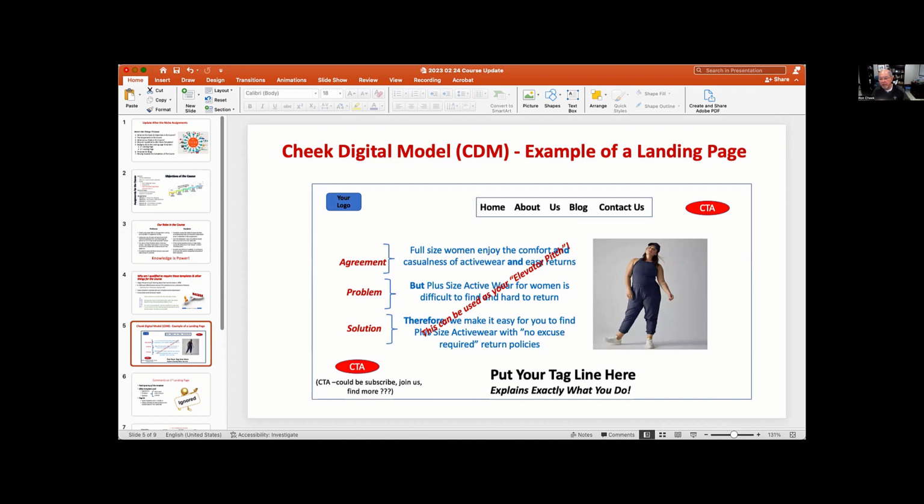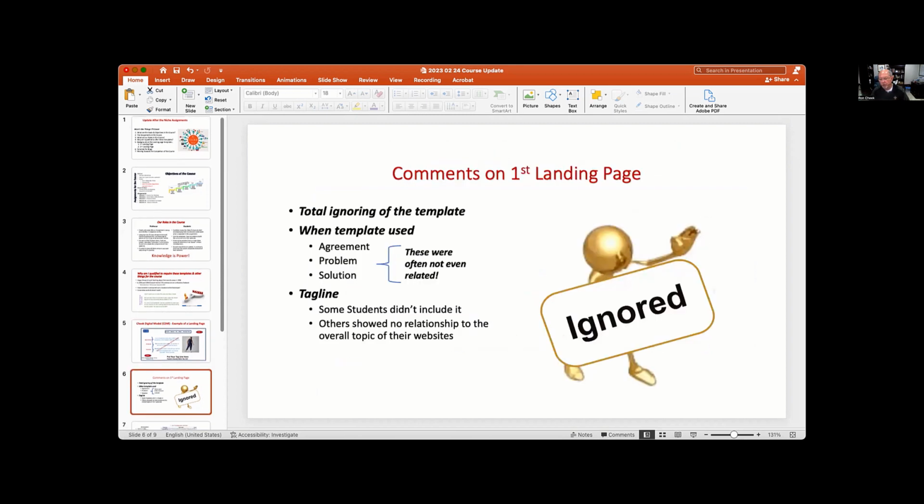Your call to action, I showed you, put at least two. People didn't put a call. One could say subscribe, one could say join us. Then put your tagline, which clearly explains what you do. A couple of students put questions: what do you think? Wait, who are you? That's how important it was. You totally ignored the template, where these were not related. Taglines either weren't put in or were just ignored.